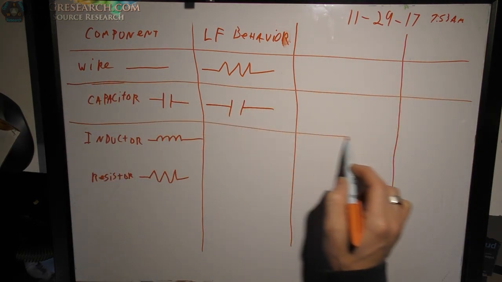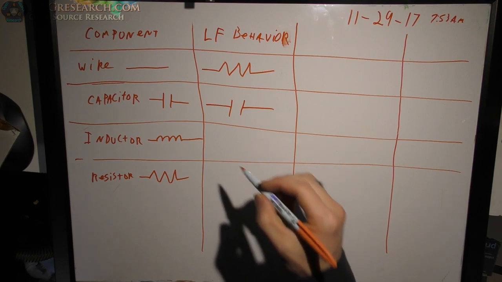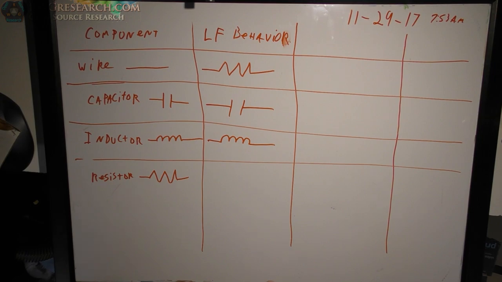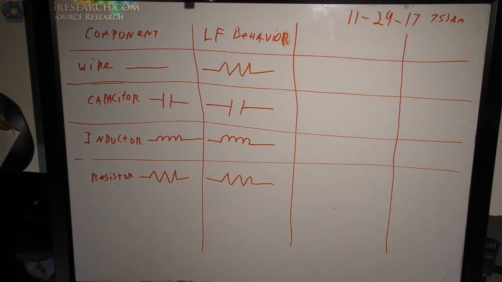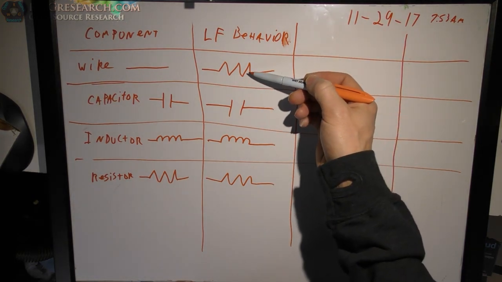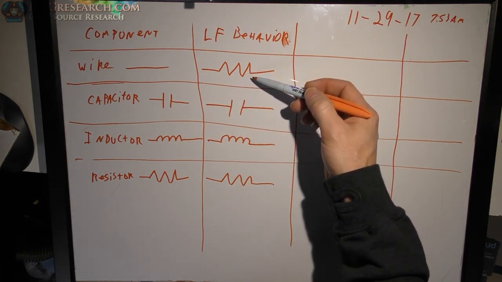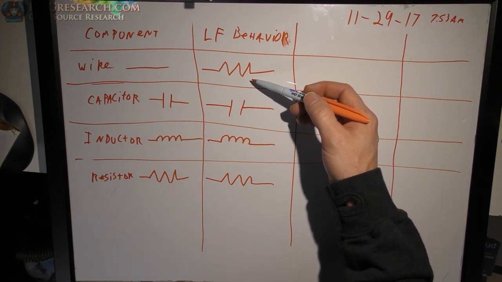I'm going to need some more room than that. What does an inductor look like? It looks like an inductor. What does a resistor look like? It looks like a resistor. So this is low resistance usually for a wire, unless it's really small, but you could still call it a resistance. Anytime you put a wire between two points, it has a resistance, and if you were critical about it, you'd need to know that. Most of us don't really care.